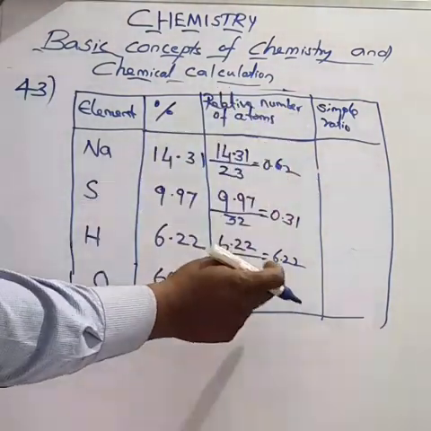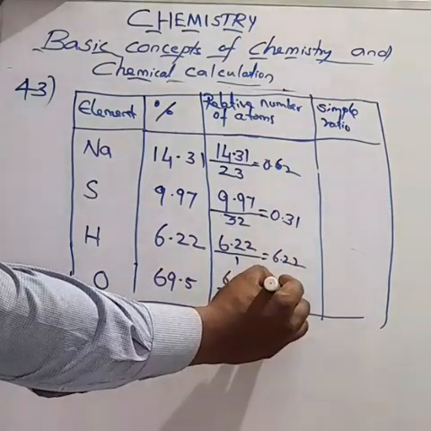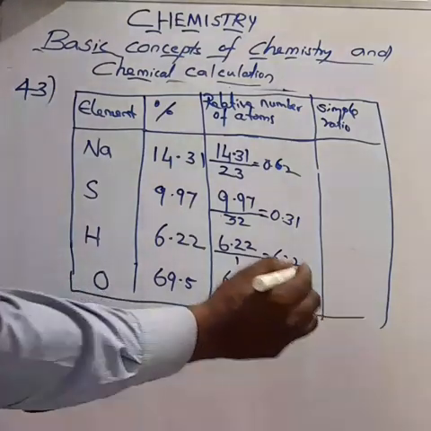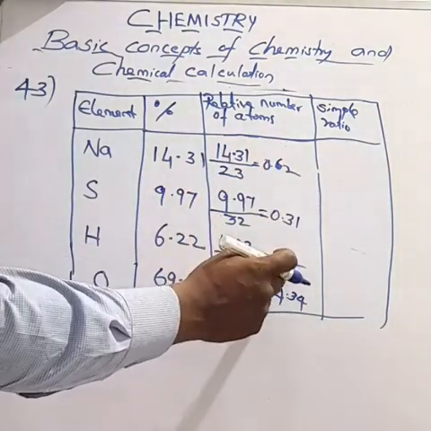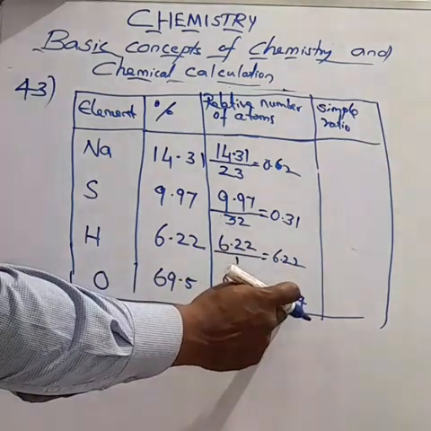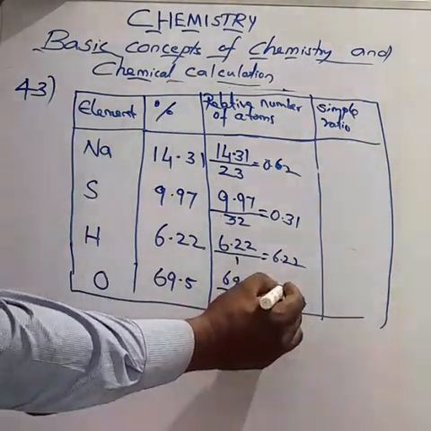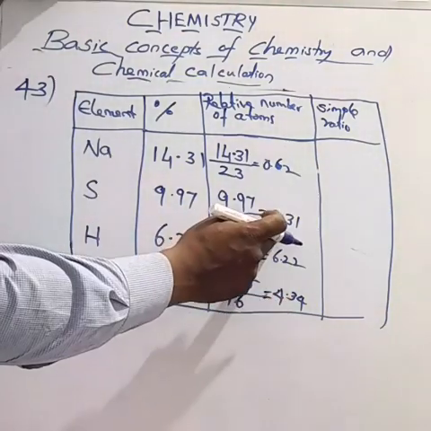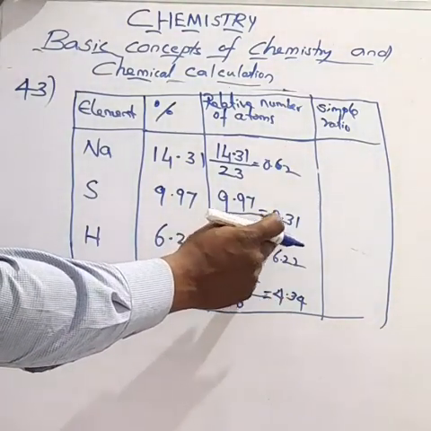Which one has the lowest value? As per this tabular column, sodium 0.62, sulfur 0.31, hydrogen 6.22, and oxygen 4.32. Am I right? Out of this, sulfur has the least value, 0.31. So we can take that least value.